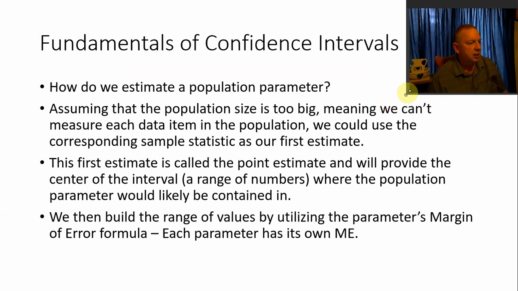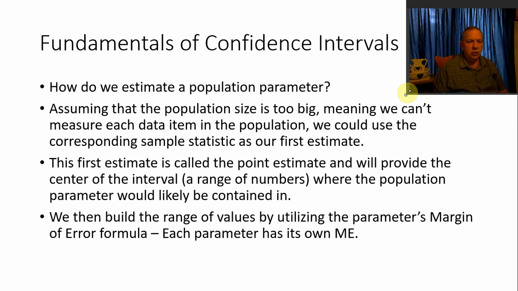Let me shrink me just a little bit. How do we estimate a population parameter? We don't know anything about the population, maybe other than it used to be a certain value. There's going to be an idea that maybe we know what the population standard deviation is. But in general, we want to know something about the population. We don't know what it is. It's too big to go out there and just start measuring the data items and get everything for the population.